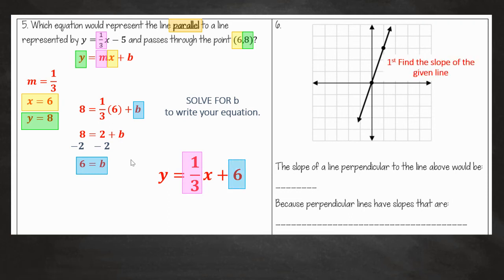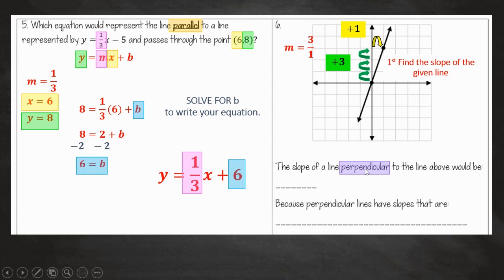In question 6, they've given us a line and they want us to find the slope of a line that would be perpendicular. So first we're going to find the slope of the given line. So we went up 1, 2, and 3, and we went over 1. So our slope is 3 over 1, which would simplify to 3, but we can just leave it as 3 over 1 because we're looking for a perpendicular slope.